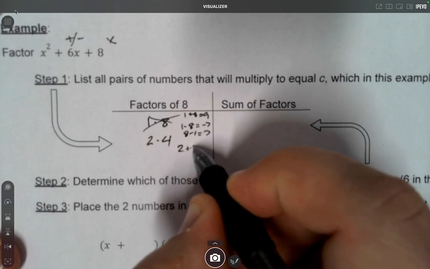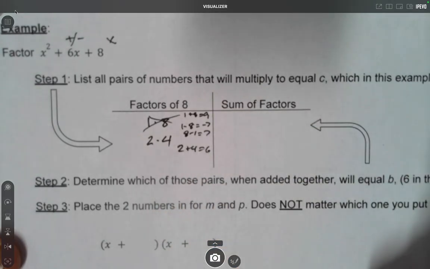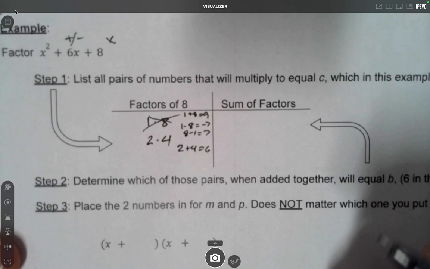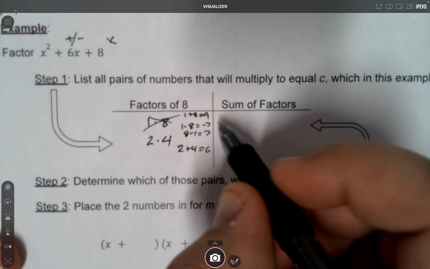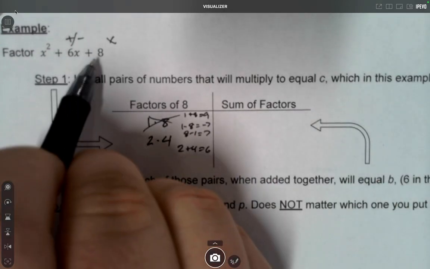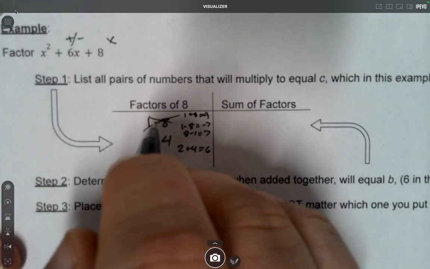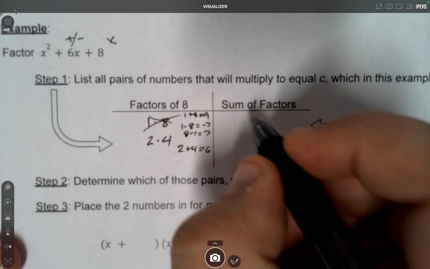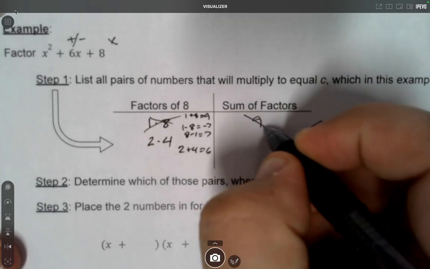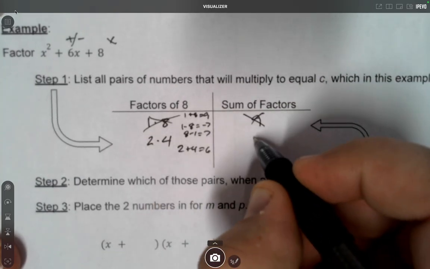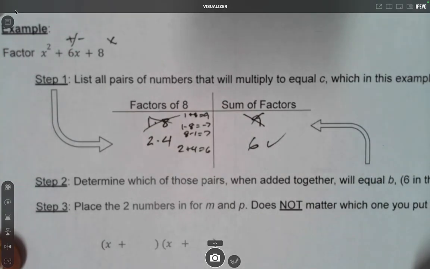We could try 2 plus 4, and whoa, there it is right there. 2 plus 4 equals 6. And since everything is positive right here, that's actually a hint that adding is the only possibility anyway. So really, I could have just said 1 plus 8 is 9, and that's a no-go. 2 plus 4 is 6. That matches.